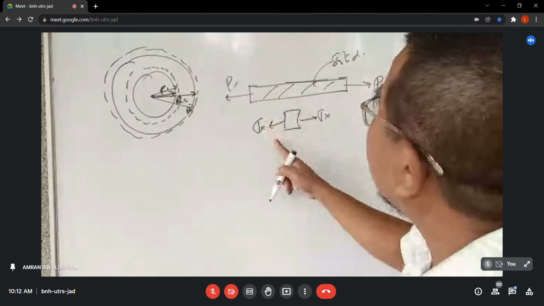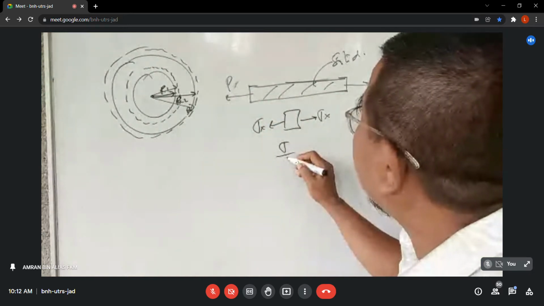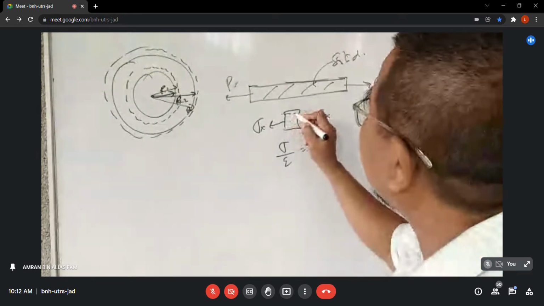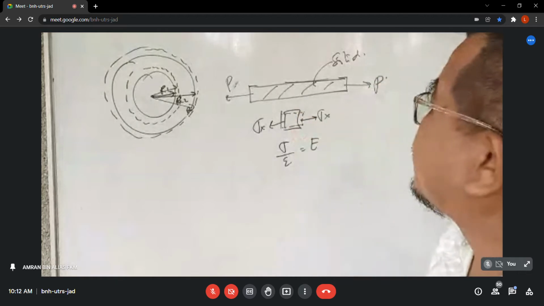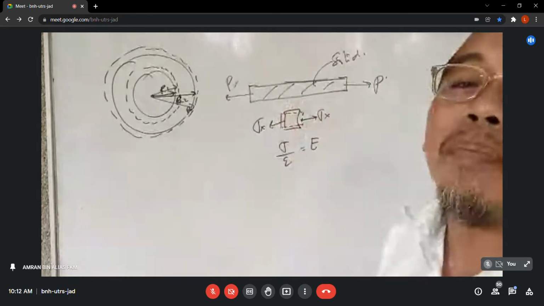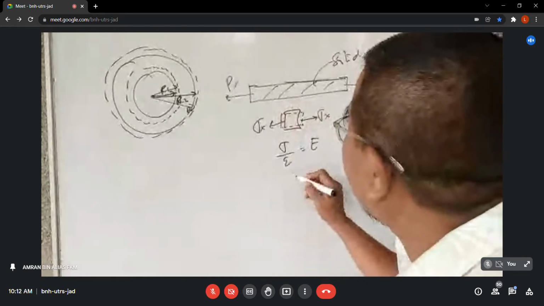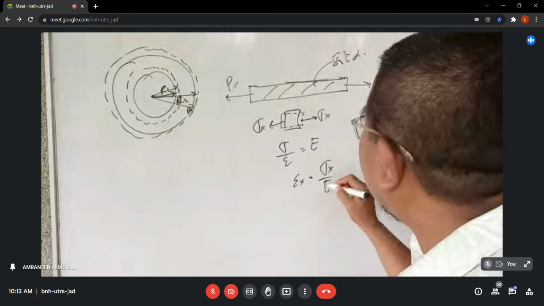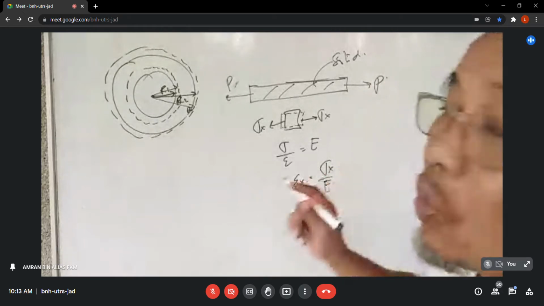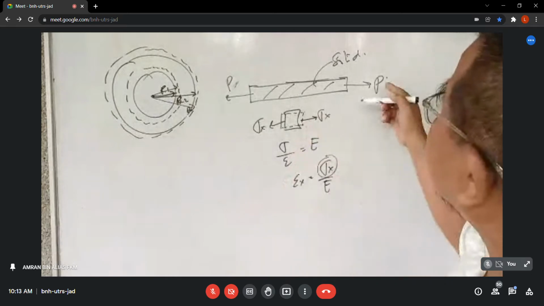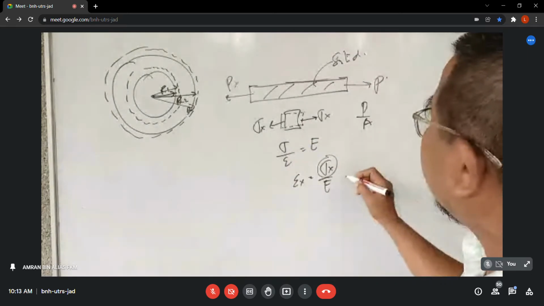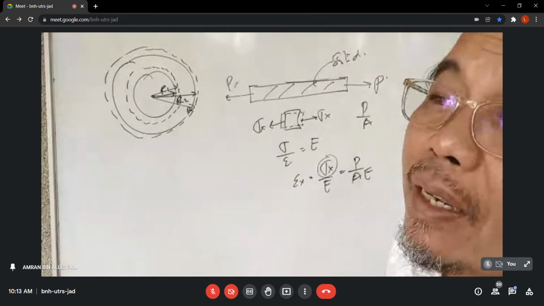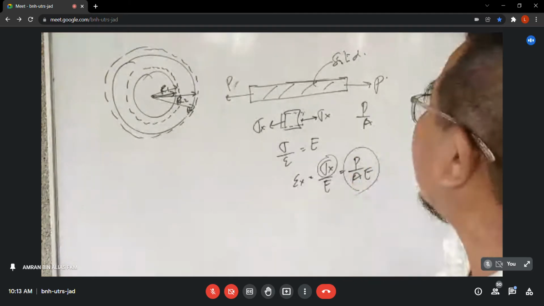And then from here, sigma divided by the strain, we got the modulus Young, right? This is also elongate. The stress diagram, the strain diagram. So the strain is sigma x divided by E, the modulus. So we also understand what sigma is. Sigma is P over A. So strain is equal to P over A divided by E, right? Yes. These are the basic understanding.